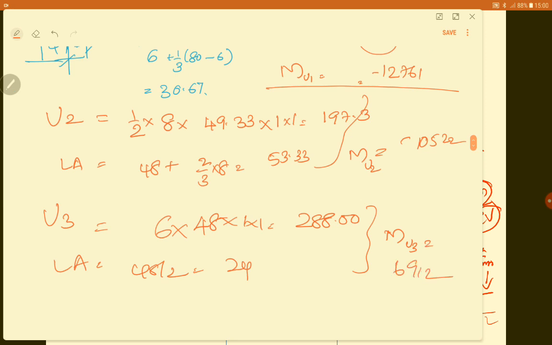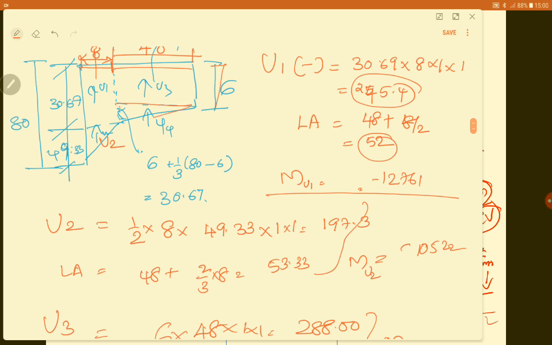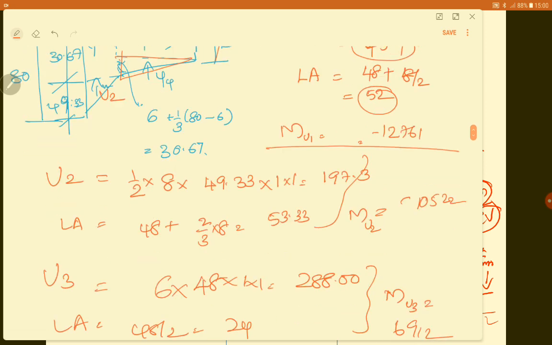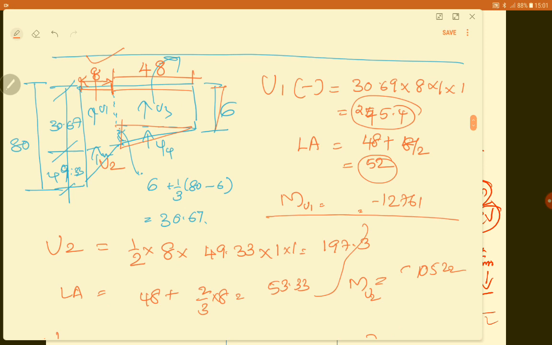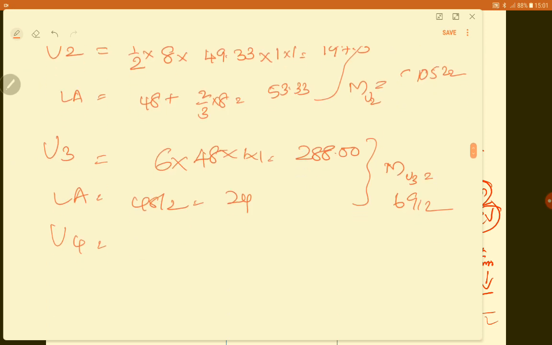6912. Okay. Now, the last U4, that is this small triangle. Okay. What will be the value though? What will be this value? This will be equal to the total value minus 6, right? So it will be equal to 24.67. Half into base is 48 into 24.67 into 1 into 1.